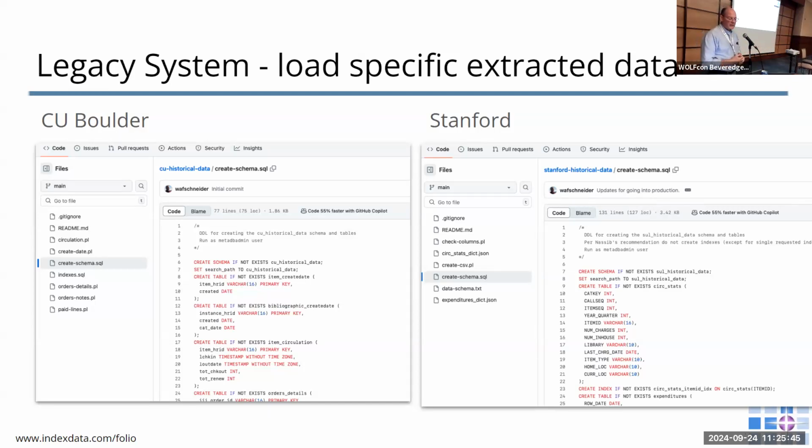Exactly. You don't have to be an Index Data hosted site to do that. It's again pointing at the generalization of the reporting data warehouse.